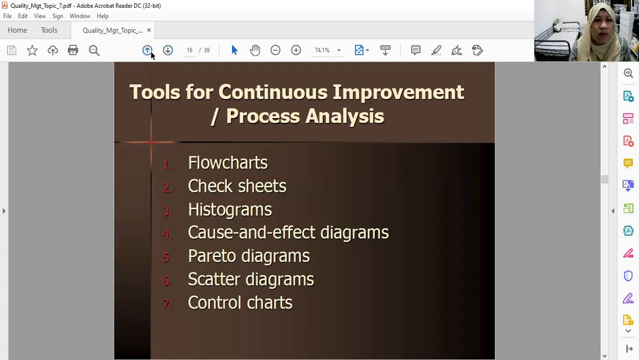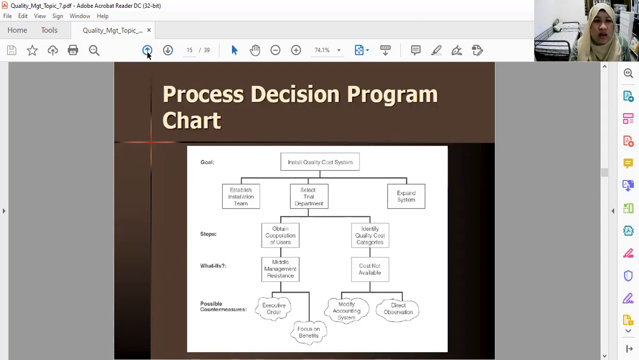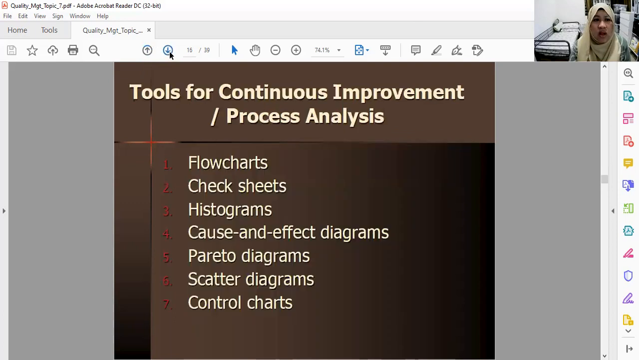So I will stop at this slide 15 and I will continue on my next part, which is part 2, inshallah, on the tools for continuous improvement and process analysis. Don't forget your assignment again. Please do the draft and submit it to me as well. Then I will do some checking on that, and then you can start to do your presentation.